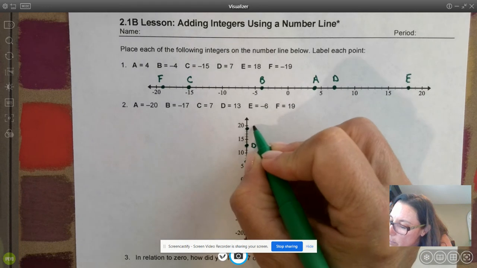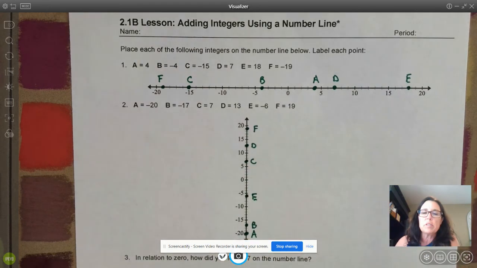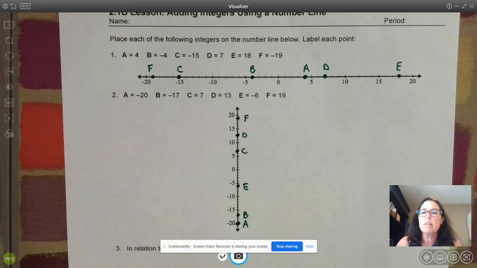Okay, so it's very important with those two examples that you understand everything positive is either going to be to the right of 0 or above 0, and anything negative is going to be to the left of 0 or down below 0.